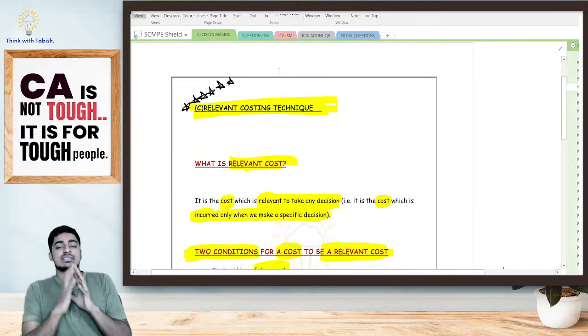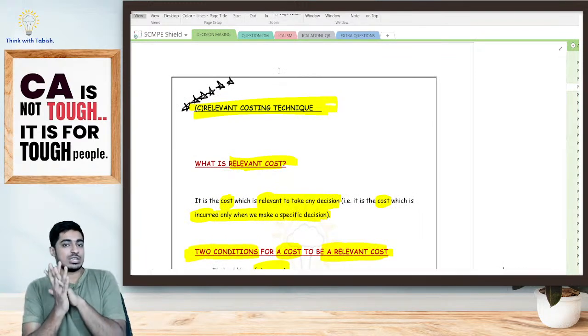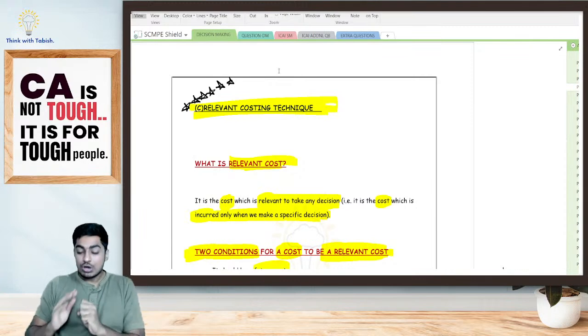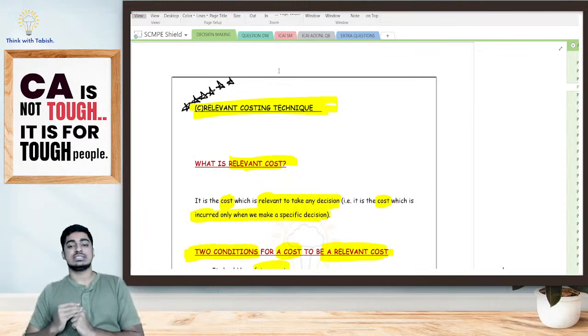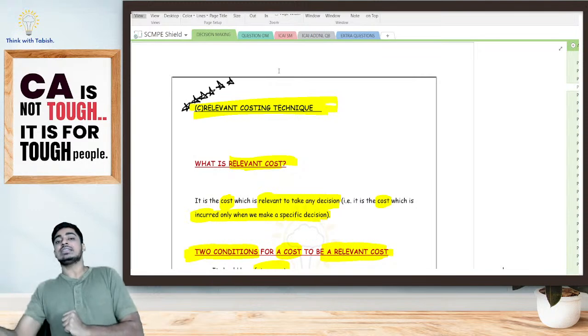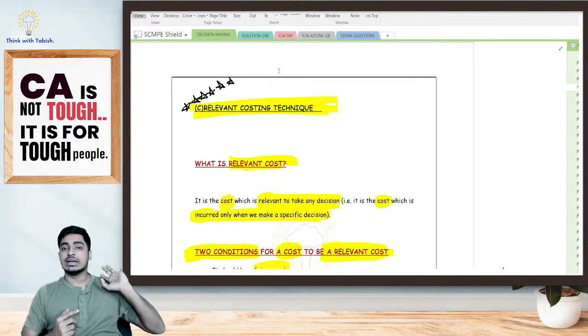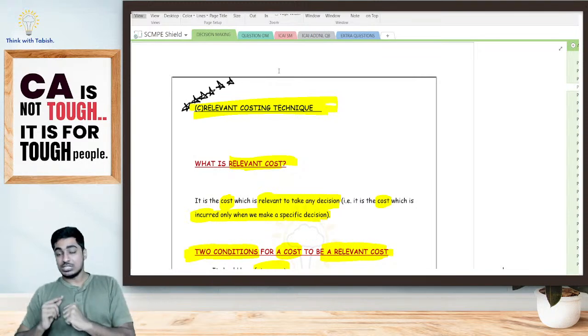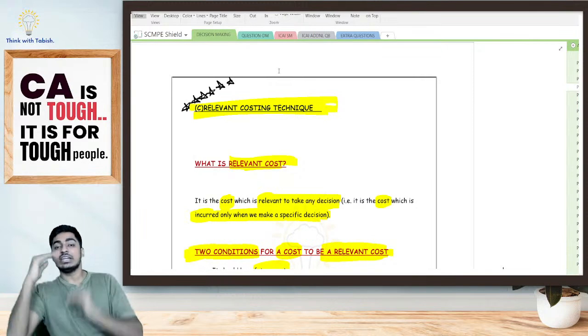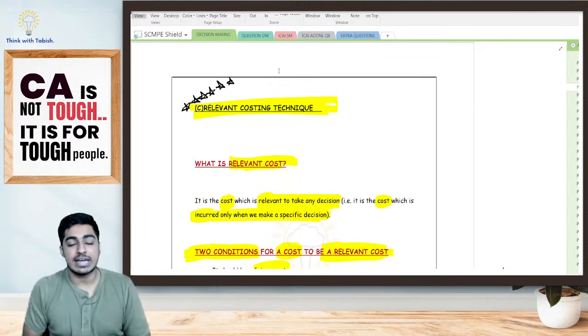We are discussing the concept of relevant costing. What is relevant cost? It is the cost which is relevant to take a decision. That is, it is incurred only if we take the decision. Otherwise, that cost is not incurred. Two conditions. Firstly, it should be a future cost. Second, it should be a differential cost. It should be different for different alternatives.